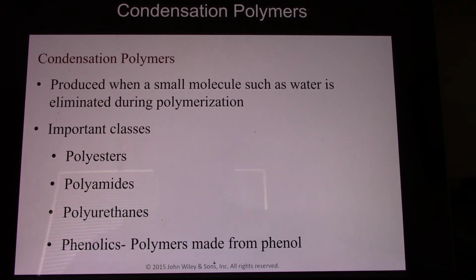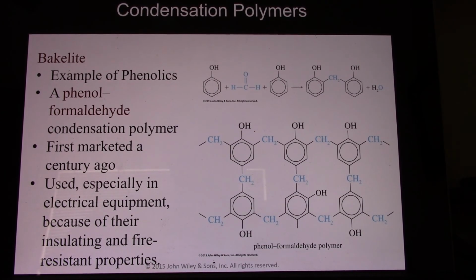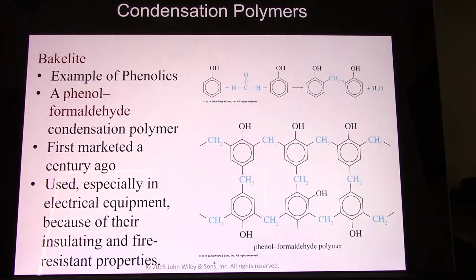Condensation polymers. These are produced when a small molecule, such as water, is eliminated during polymerization. And there are some important classes: polyesters, polyamides, and polyurethanes. And phenolics, polymers made from phenol. Bakelite is an example of a phenolic. It's a phenol formaldehyde condensation polymer. It was first marketed a century ago, and it was used in electrical equipment because of its insulating and fire-resistant properties. And that is the end of this chapter.